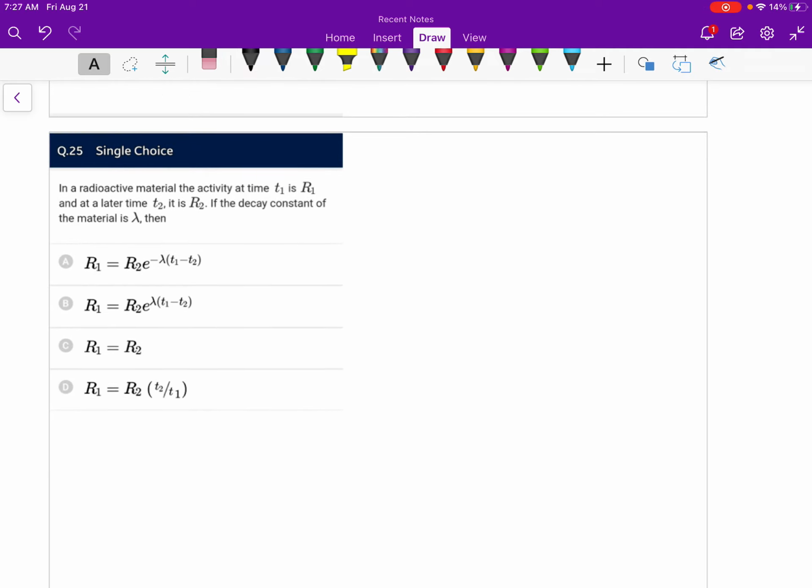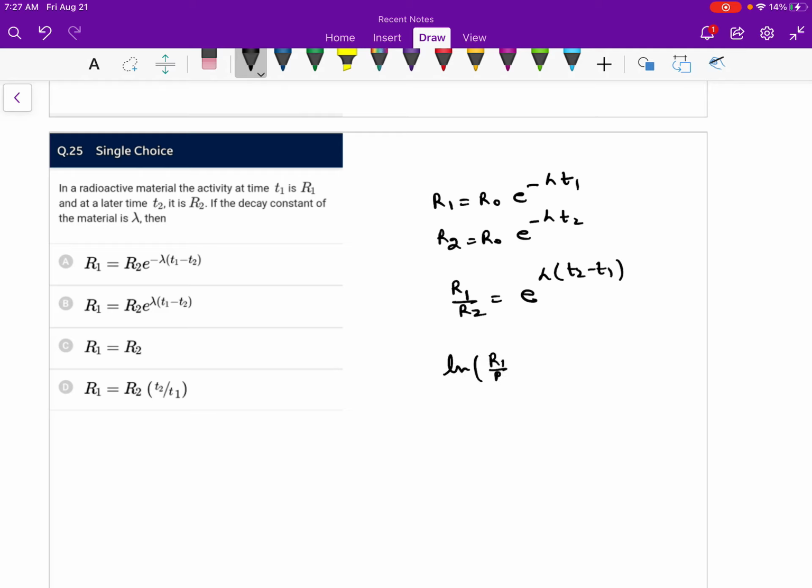In radioactive materials, decay rate at T1 is R1 and at T2 is R2, with decay constant lambda. So R1 is R naught e to the power minus lambda T1, R2 is R naught e to the power minus lambda T2. So R1 by R2 is e to the power lambda T2 minus T1. So ln R1 by R2 is equal to lambda T2 minus T1. We want R1, so R1 is R2 e to the power lambda T2 minus T1. So A is the correct option.